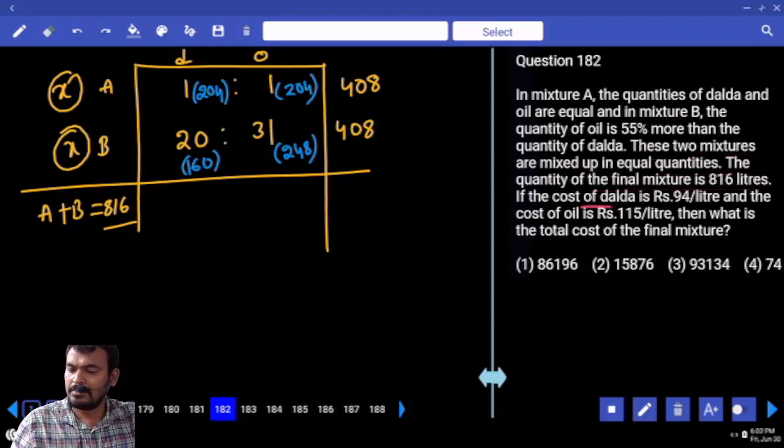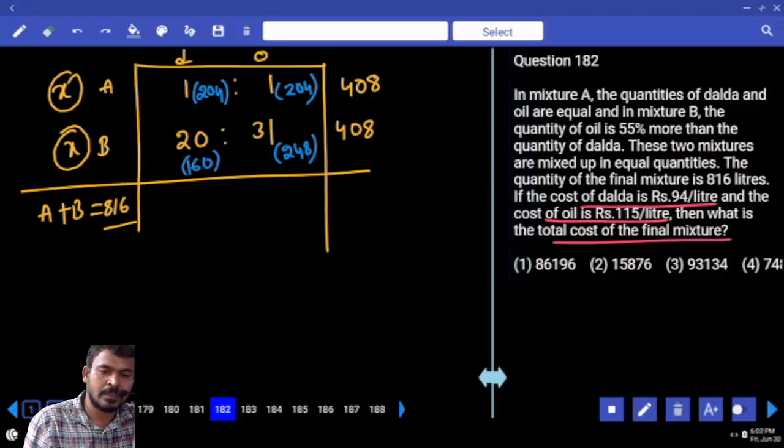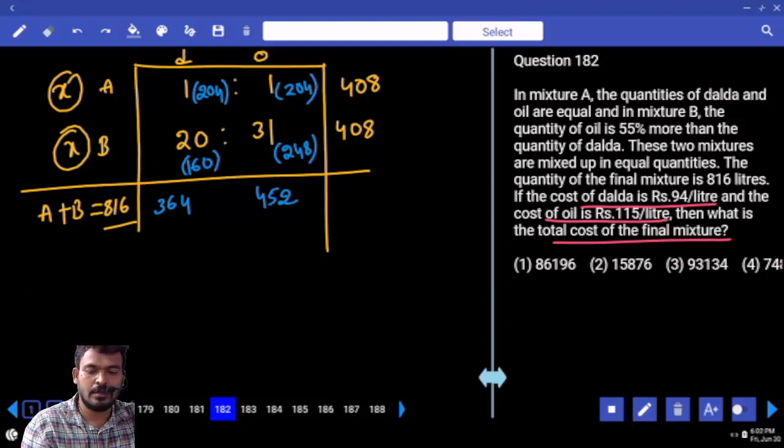And if the cost of the dalda is 94 rupees per liter and the cost of the oil is 115 rupees per liter, what is the total cost of the final mixture? What is the dalda total quantity? 364. Dalda total quantity 364. Oil total quantity 452. 364 liters and 452 liters.